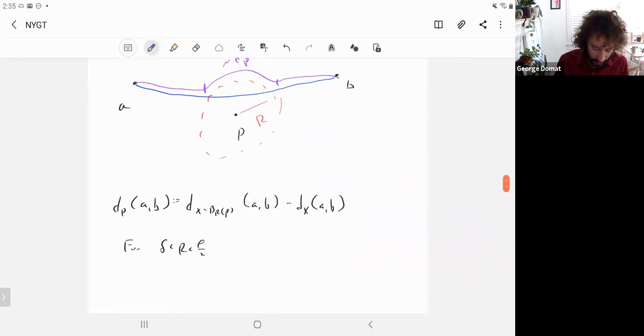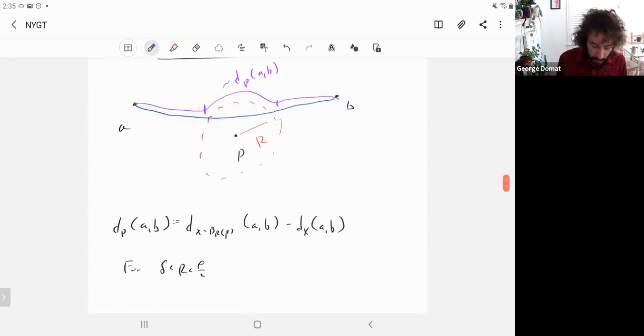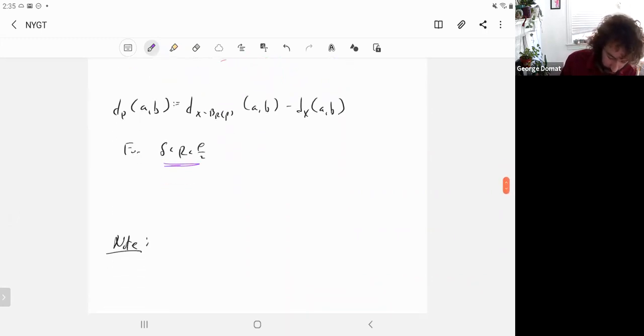So in symbols, how do we define this? Well, it's just the difference between the distance in X when you subtract the ball of radius R around P minus the original distance in X. It's the penalty you pay. Okay, and we need to have R to be smaller than our separation constant. That's all this is saying. Great. So now let's kind of note some things about this metric, these metrics.